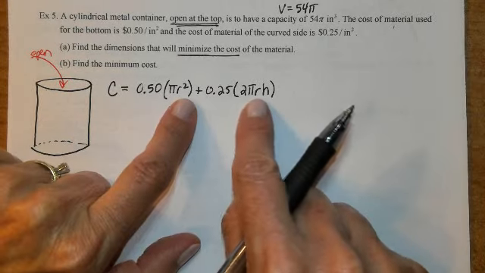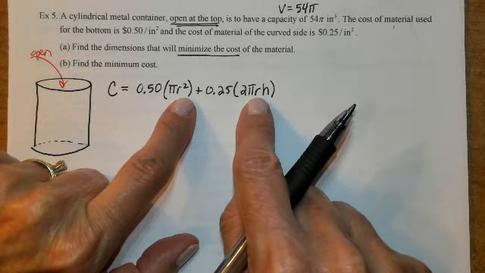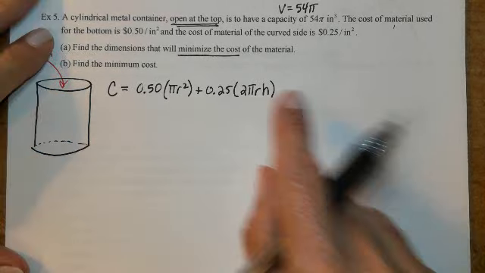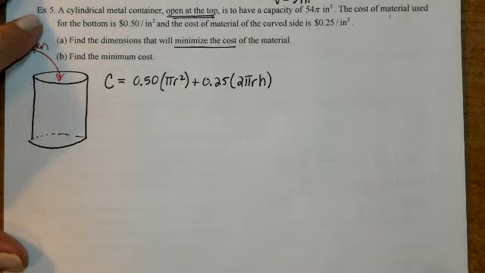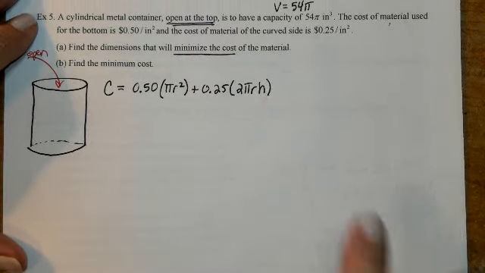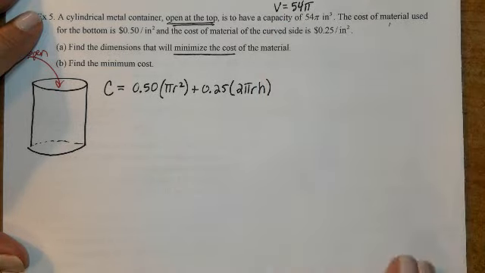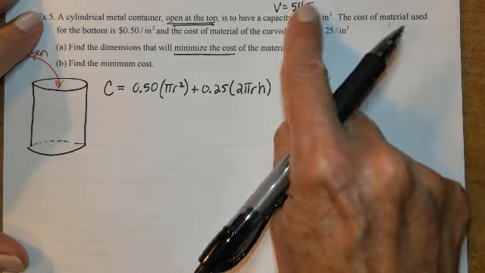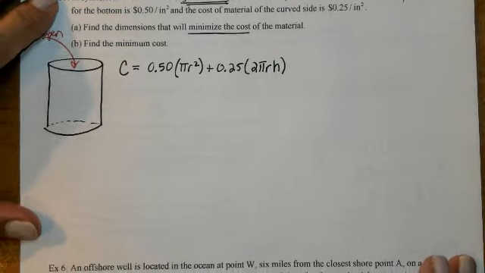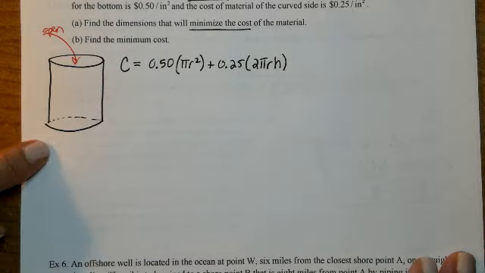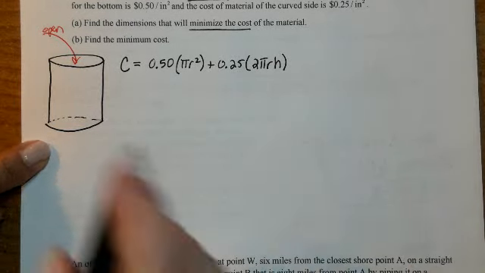Okay? So that's our equation for the cost of this can, but we have two independent variables, the r and the h. We would like it to have one independent variable. So we're going to use what they gave us for volume here. Okay, the volume has to be 54 pi. So I'm going to come off to the side down here and write my volume equation.